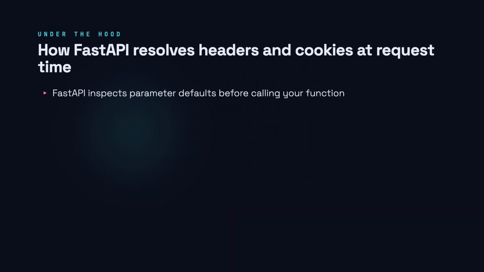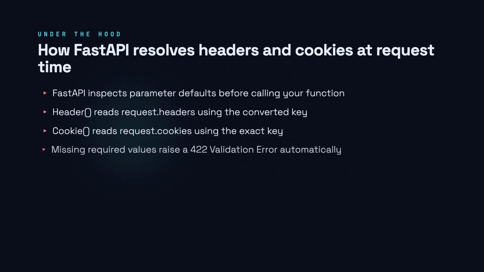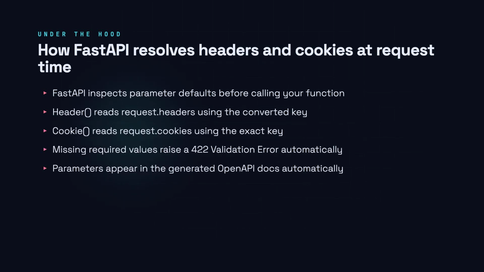When a request arrives, FastAPI's dependency resolution layer examines each parameter default before your function is called. For Header, it converts the Python name to a hyphenated key and looks it up in the request headers dictionary. For Cookie, it uses the name as is against the parsed cookie store. If a required header or cookie is missing, FastAPI returns a 422 Unprocessable Entity response with a clear error message. You do not write that error handling yourself. As a bonus, all declared headers and cookies are included in the OpenAPI schema FastAPI generates.